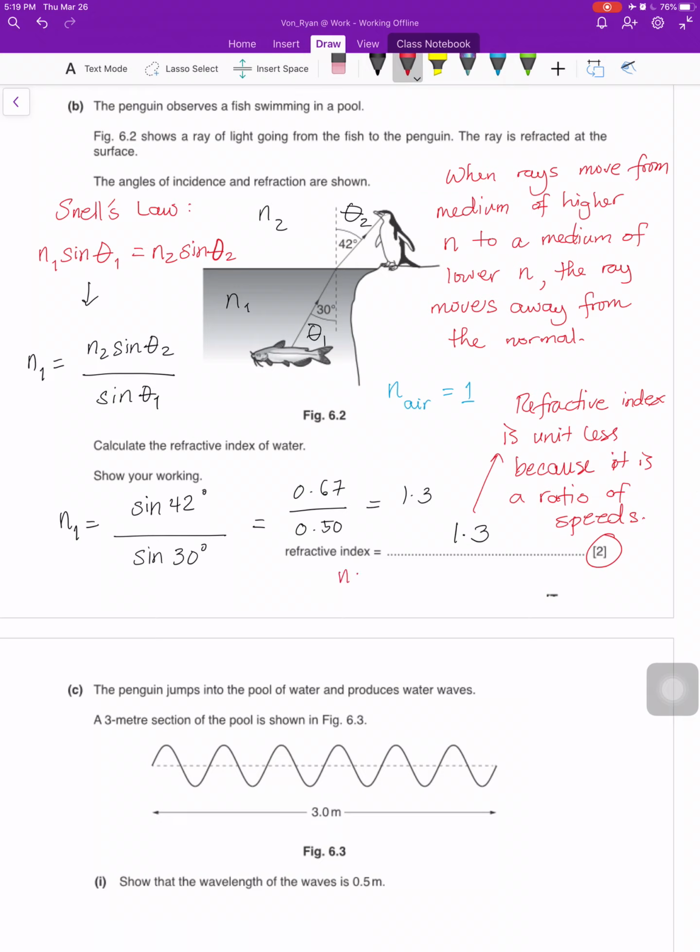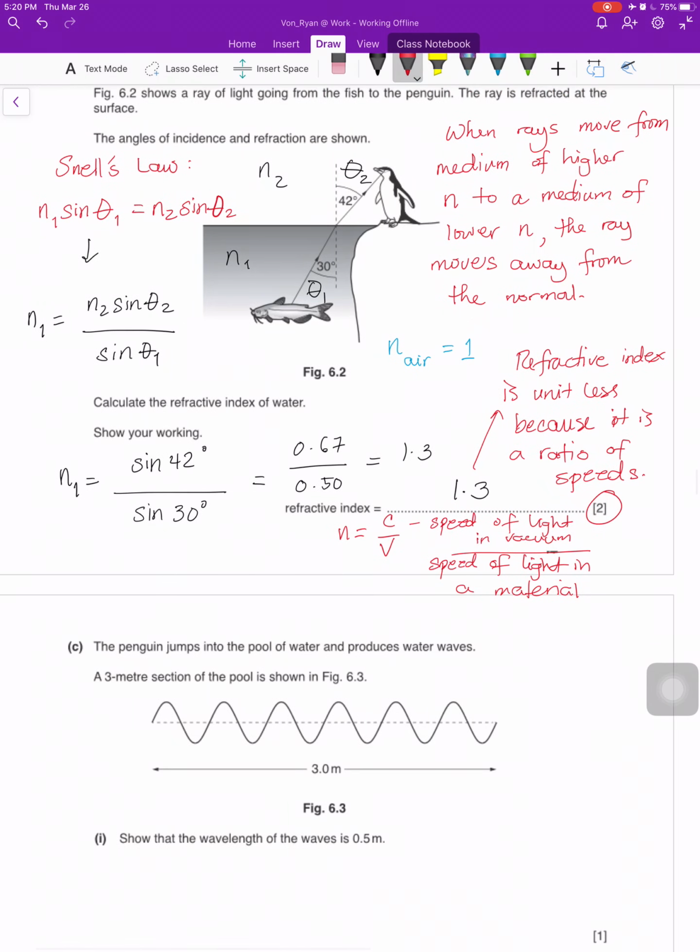Remember that another formula for refractive index is c over v, where c is the speed of light, or for light at least, in vacuum, and v is the speed of light in a material. So they're both speeds, so that's why the refractive index is a unitless quantity.